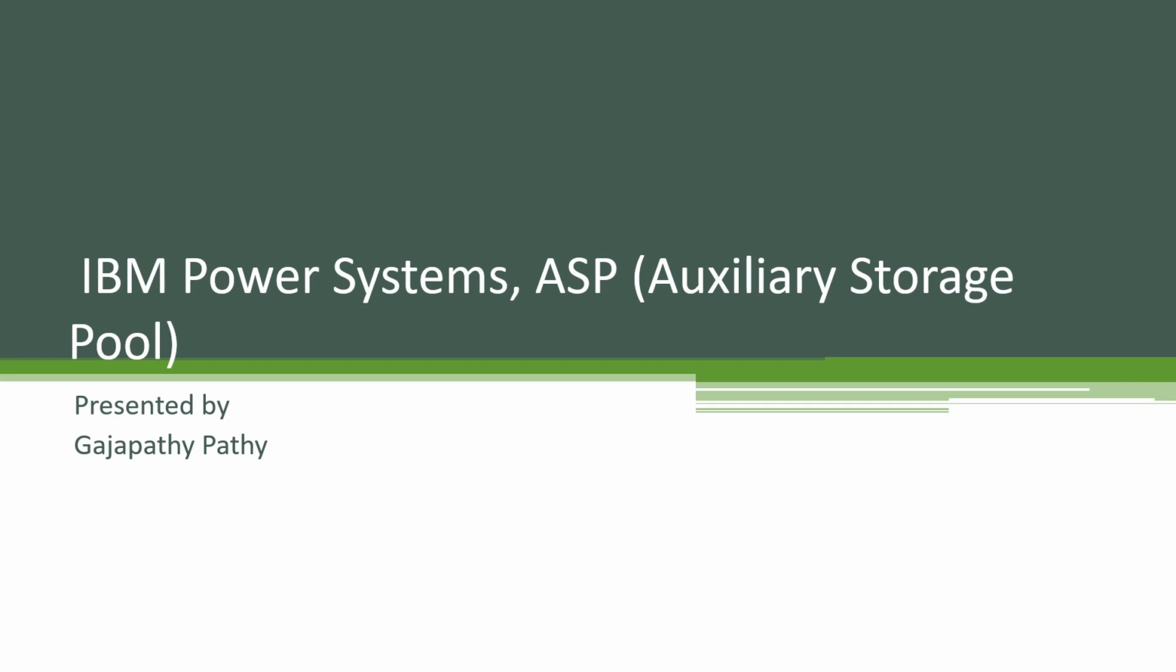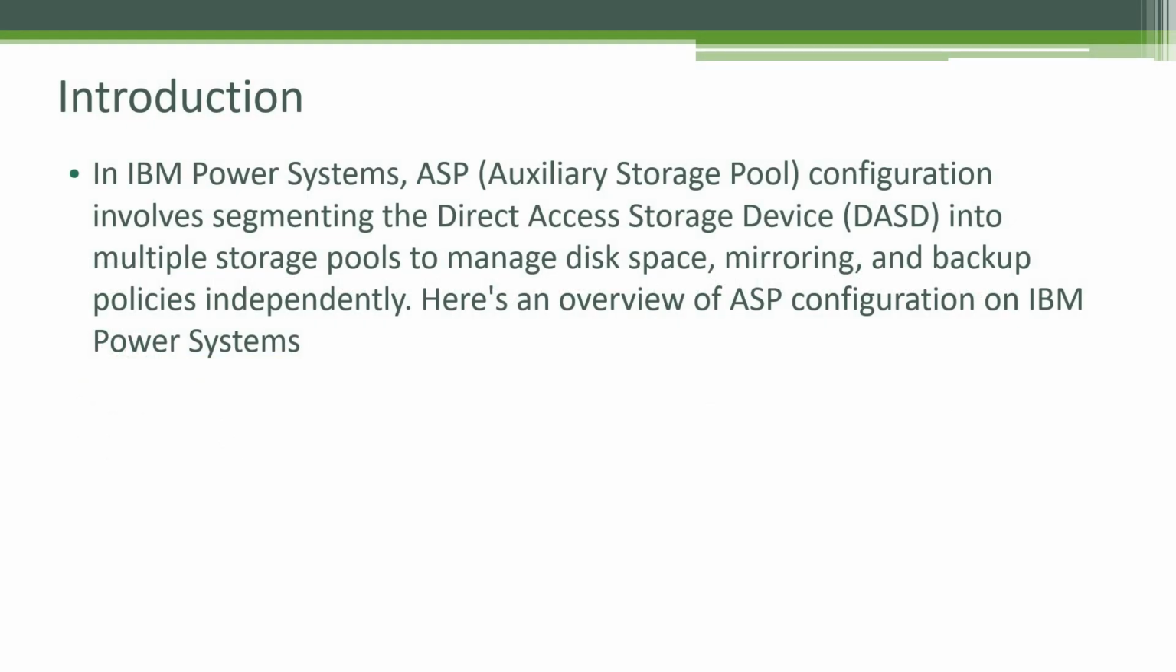In IBM Power Systems ASP, Auxiliary Storage Pool, configuration involves segmenting the Direct Access Storage Device (DASD) into multiple storage pools to manage disk space, mirroring, and backup policies independently. Here's an overview of ASP configuration on IBM Power Systems.